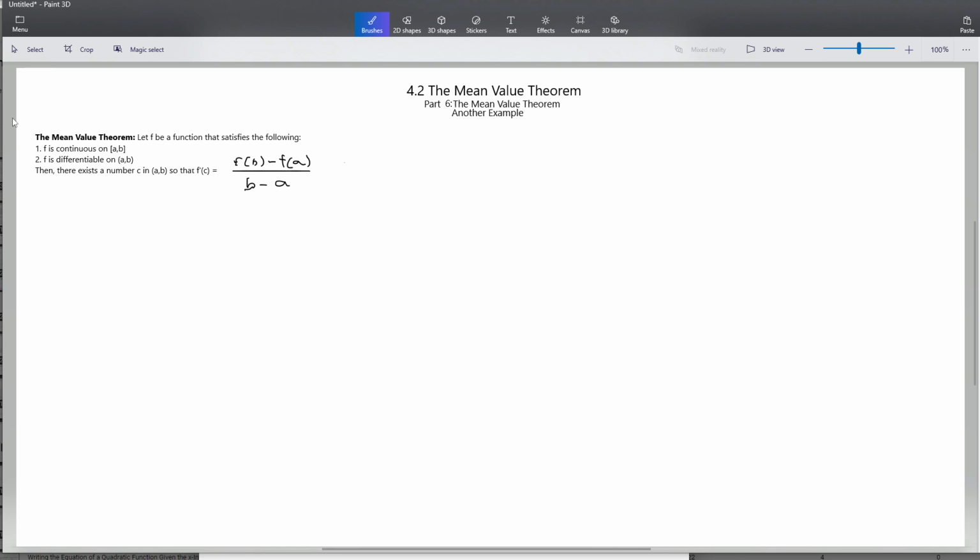Okay, so we are going to prove that the absolute value of sine A minus sine B is less than or equal to the absolute value of A minus B, for all A and B.